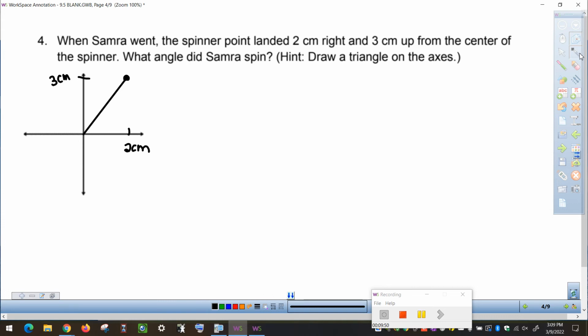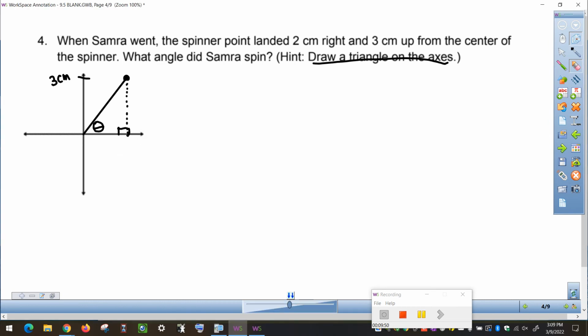So here we're wanting to answer what angle this student spun. So what we're looking for is the angle down here in that position. Our hint here is to draw a triangle on the axis, and we actually have part of our triangle already done. We can think of this diagonal line as the hypotenuse. If we were to draw a vertical line straight down, sometimes I like to do this with a little dotted line to the x-axis, it seems that we've created the picture of a right triangle.